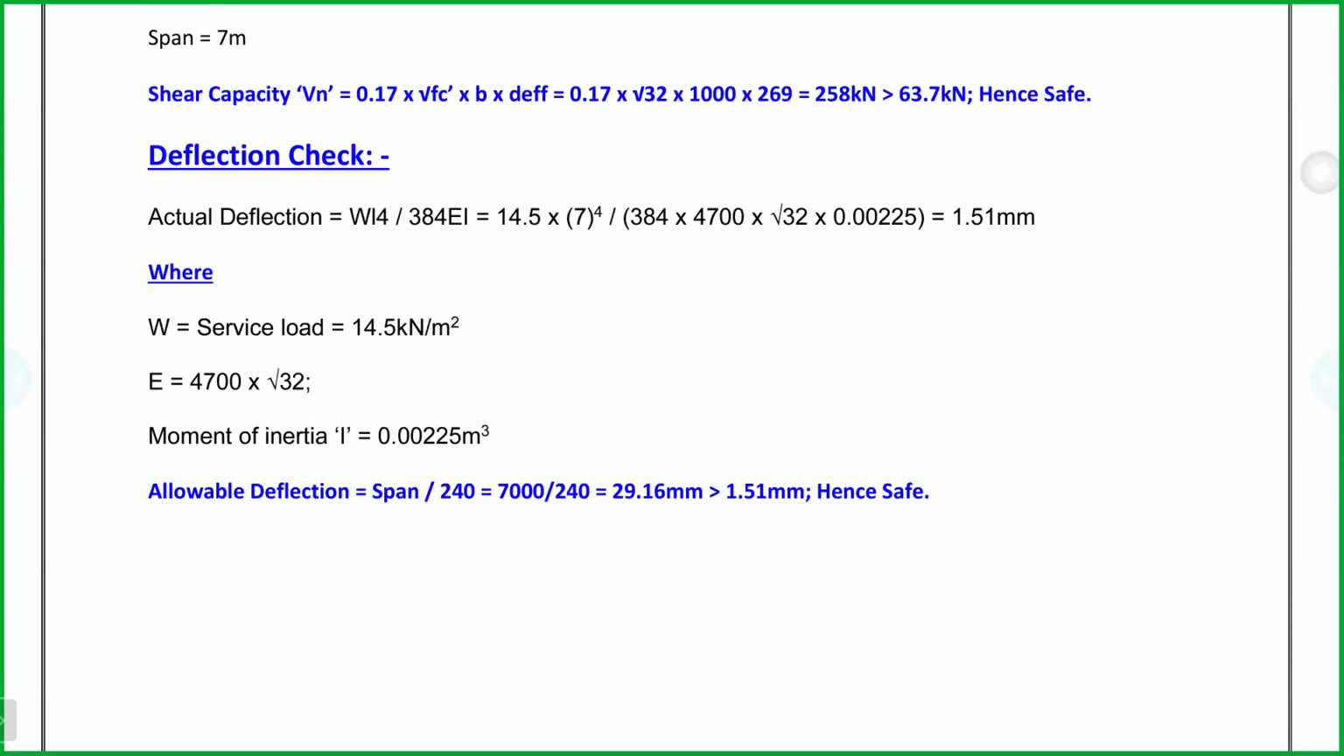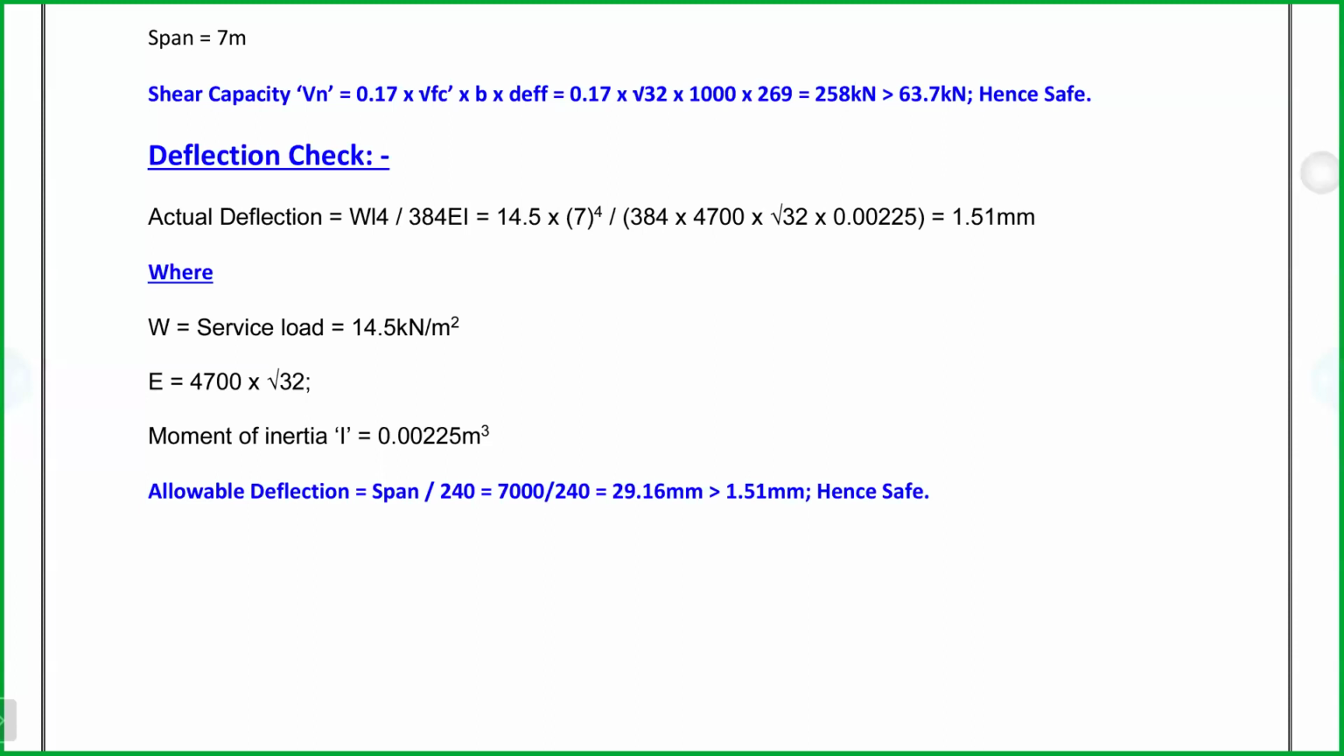Since it is a fixed beam, the fixed beam deflection is what? WL⁴ by 384 EI. WL is what actually, you have the span 7 meters, service load. When you're talking about the deflection check, you need to go for what? Serviceability check. The design is finished. Design is finished till where actually? Till the moment until the shear, design is finished.